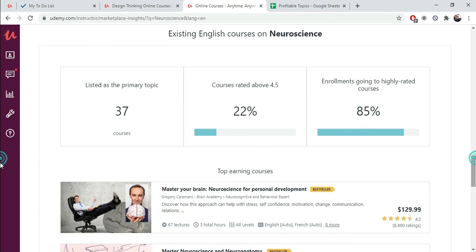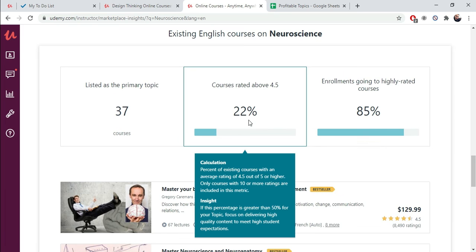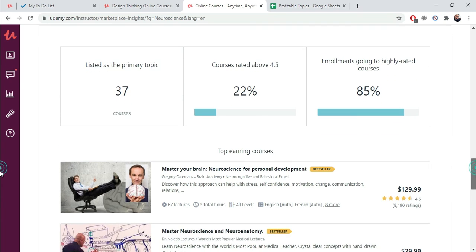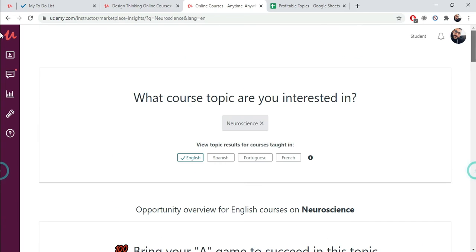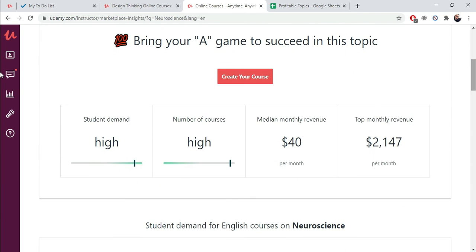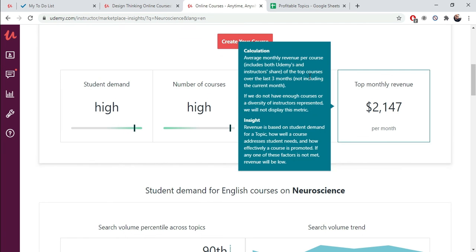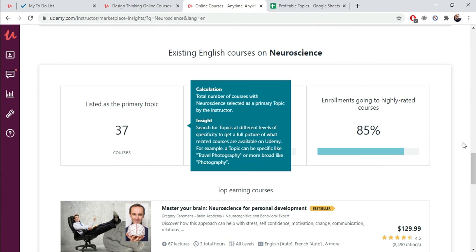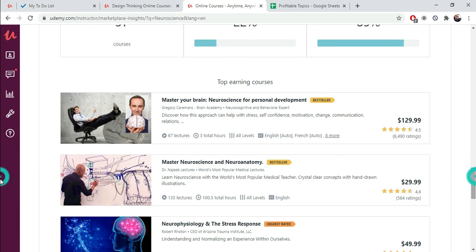Okay, 85%. Wow, of enrollments go to 22% of the courses, and there's only 37 courses. So this is a really profitable course topic, right? Because there's high demand. The top monthly revenue is decent. It's not the best, but there's not a lot of courses around this particular topic, only 37, right? Master Your Brain, Neuroscience for Personal Development.